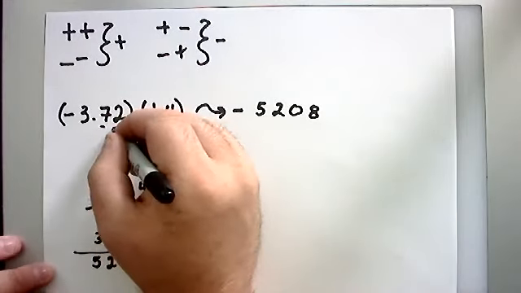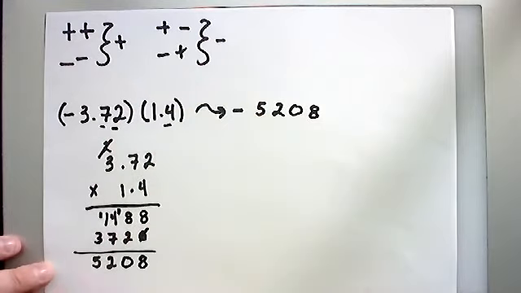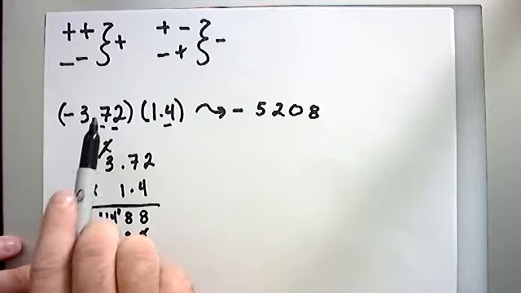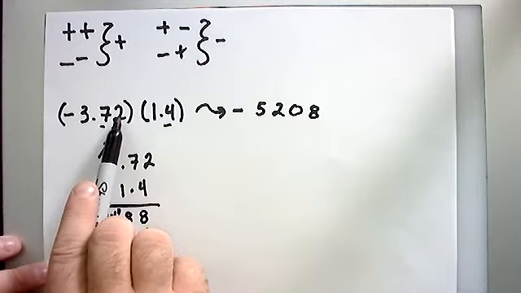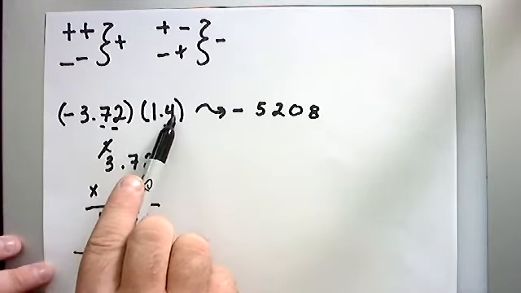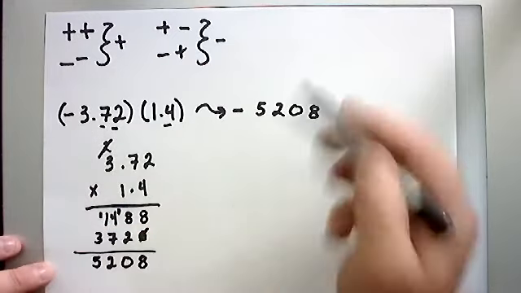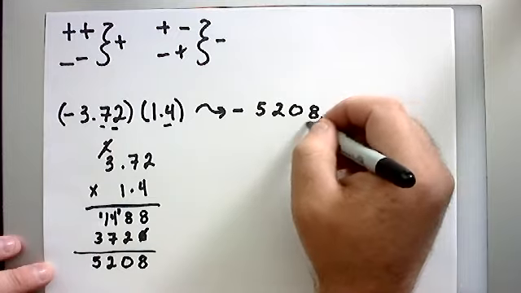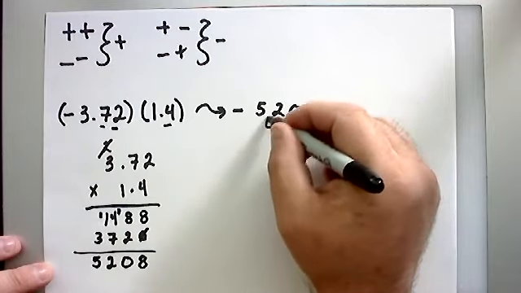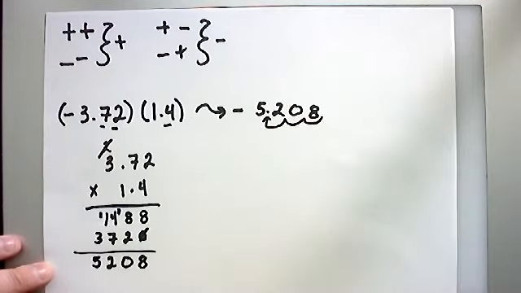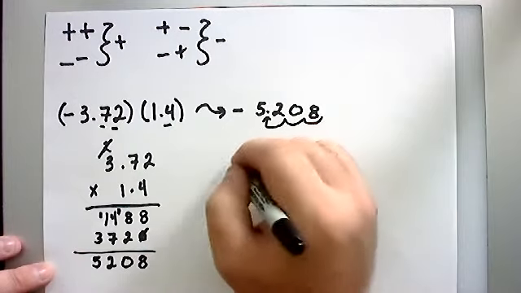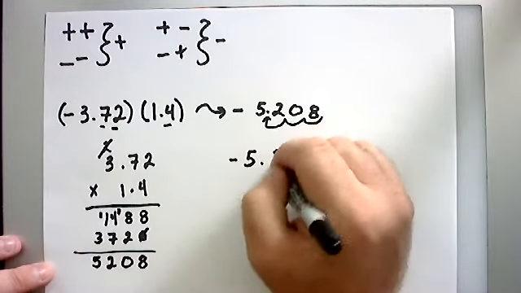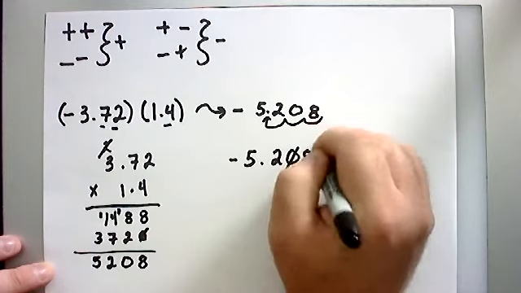So in this case, we had 1, 2, 3 decimal or point places behind the decimal in total. Make sure you see what I'm saying. We had 2 places behind the decimal here. We had 1 place behind the decimal here. So collectively 3. So we go to the end of our problem, moving from right to left, and we move over 1, 2, 3 places, and 5.208, or negative rather, negative 5.208 is our final answer.